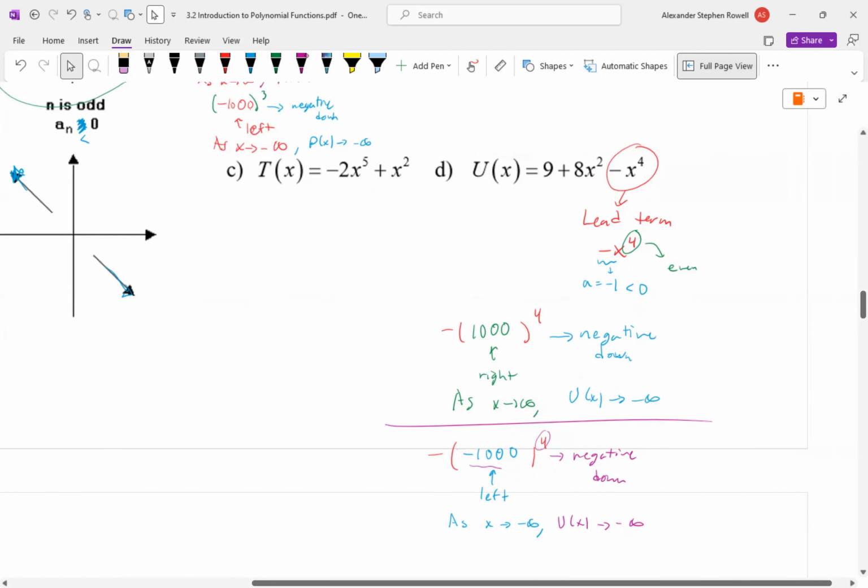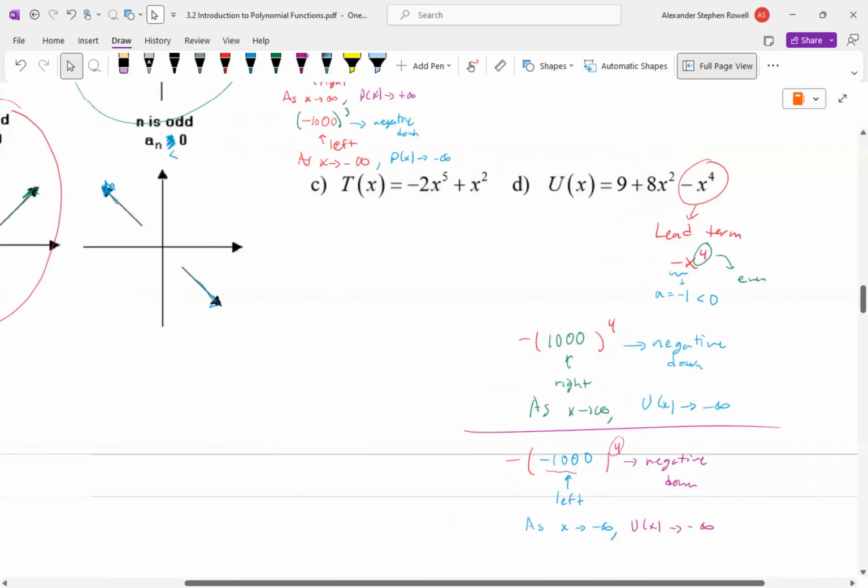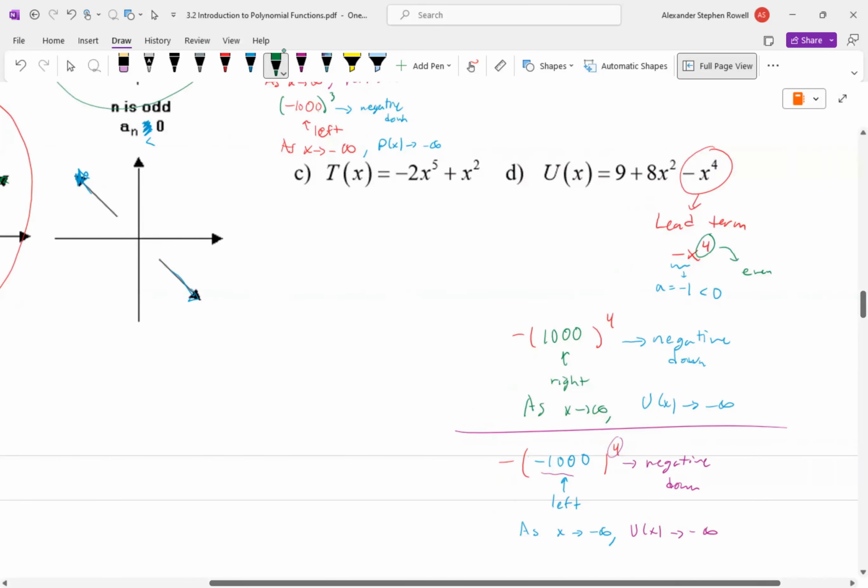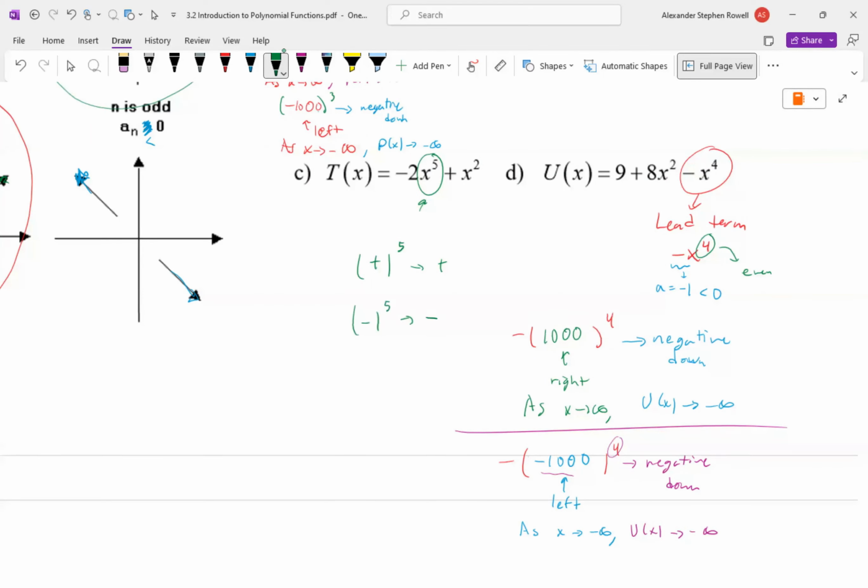Any questions about end behavior? Yes. For instance here, odd exponents always go in opposite directions because a positive number to an odd power is positive. A negative number to an odd power is negative. But when you multiply by the negative, it's going to flip it to negative and flip this to positive.